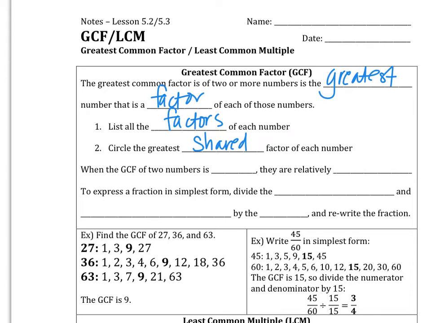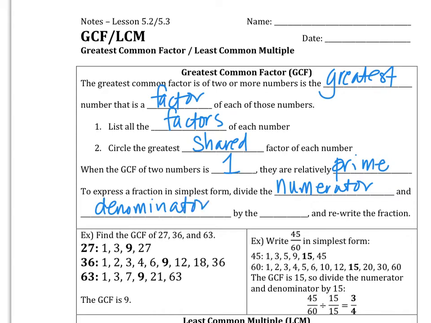When the greatest common factor of two numbers is 1, they are relatively prime. And to express a fraction in simplest form, divide the numerator and the denominator by the greatest common factor and rewrite the fraction. So let's take a look at this.